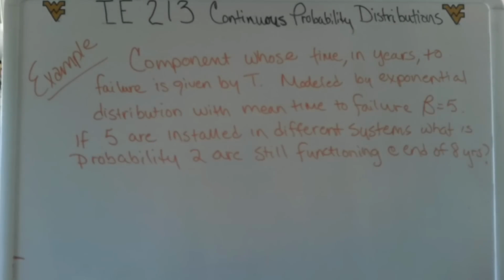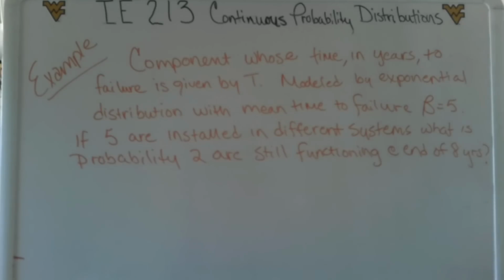Okay, let's look at this example. Suppose that a system contains a certain type of component whose time in years to failure is given by big T. The random variable T is modeled nicely by the exponential distribution with mean time to failure, beta, equal to 5. If 5 of these components are installed in different systems, what is the probability that at least 2 are still functioning at the end of 8 years?